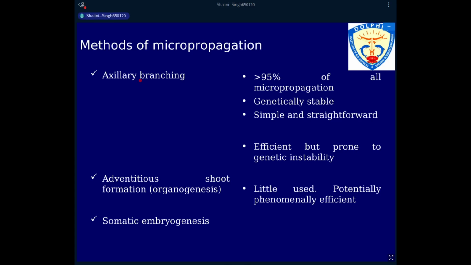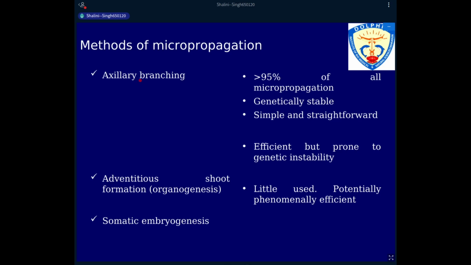Here the explant used is the axillary bud, which is present in the axil of the leaf. And where is the axil of the leaf? The axil of the leaf is that part of the plant where the leaf is attached to the stem. If you see very closely, in the angle which is made by the leaf, there is an axillary bud that is in dormant condition. But if you grow them on nutrition medium, their dormancy will go away and they will start to proliferate into a plant. So you can do axillary branching. Almost more than 95% of all micropropagation is done by this method.